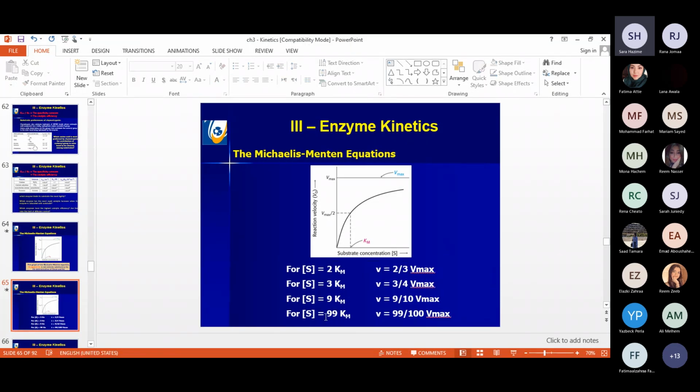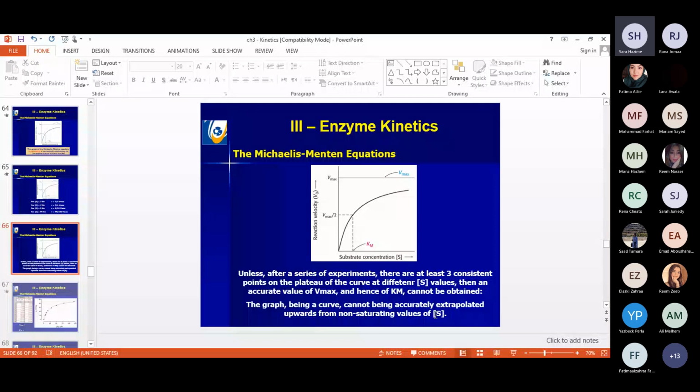you need S equal to 99 times Km to reach a V0 that is 99% of the value of Vmax. So see how much substrate, a large excess, we need to obtain the value of Vmax. And sometimes in your experiment you don't reach such high values of substrate, but you still need to calculate Vmax and Km. So we have to look for other methods where you are able to determine the value of Vmax and the value of Km.